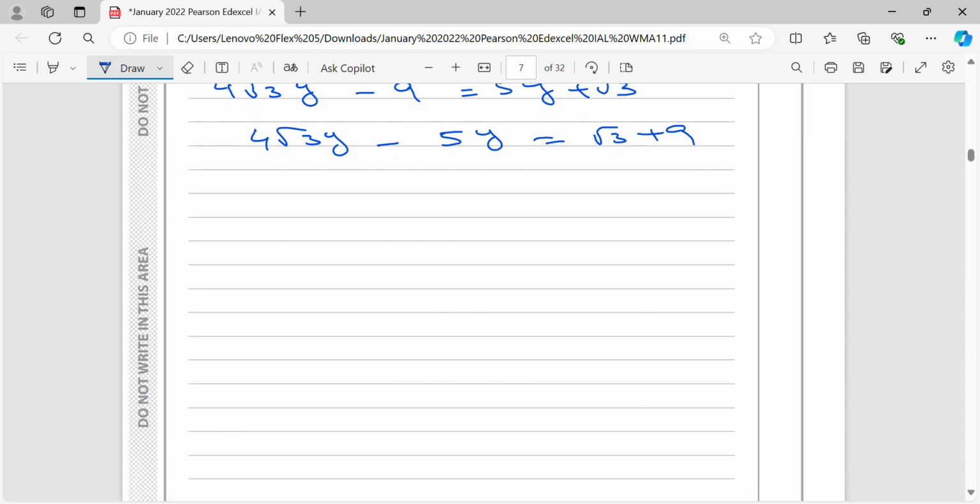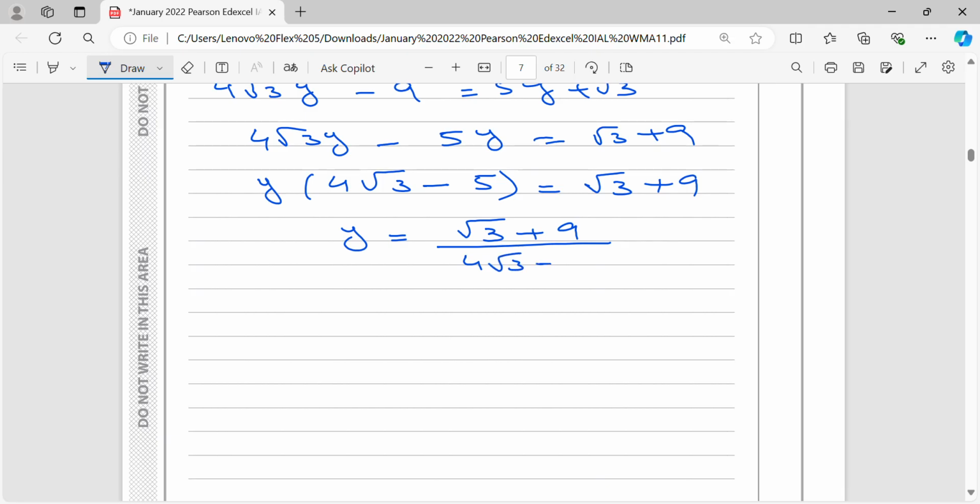Alright, factorize it, take y common. 4 root 3 minus 5 equals root 3 plus 9. So let's make y the subject, and 4 root 3 minus 5. Because I need to give my answer in the form of p plus q root 3, in this way I cannot keep my answer with a surd in the denominator, so I have to make my denominator surd free. So let's rationalize it.